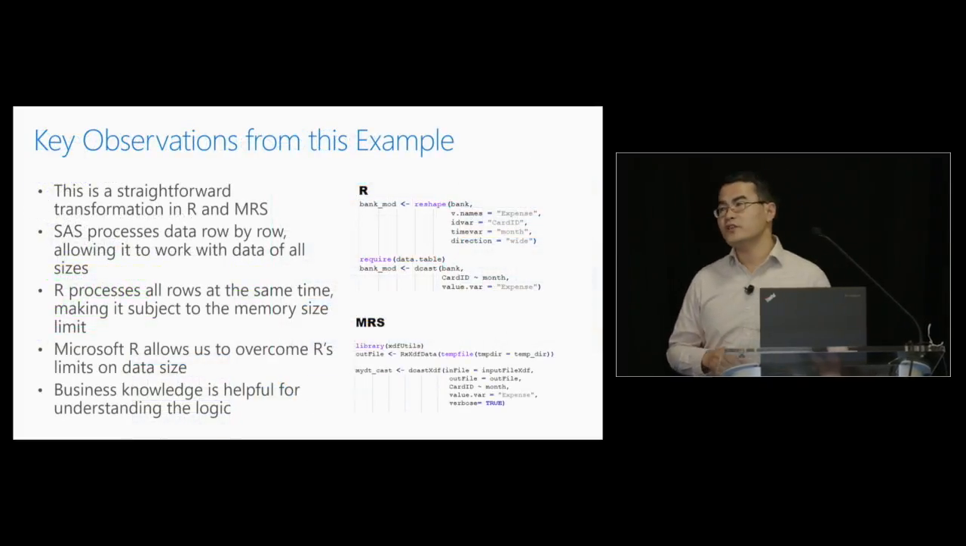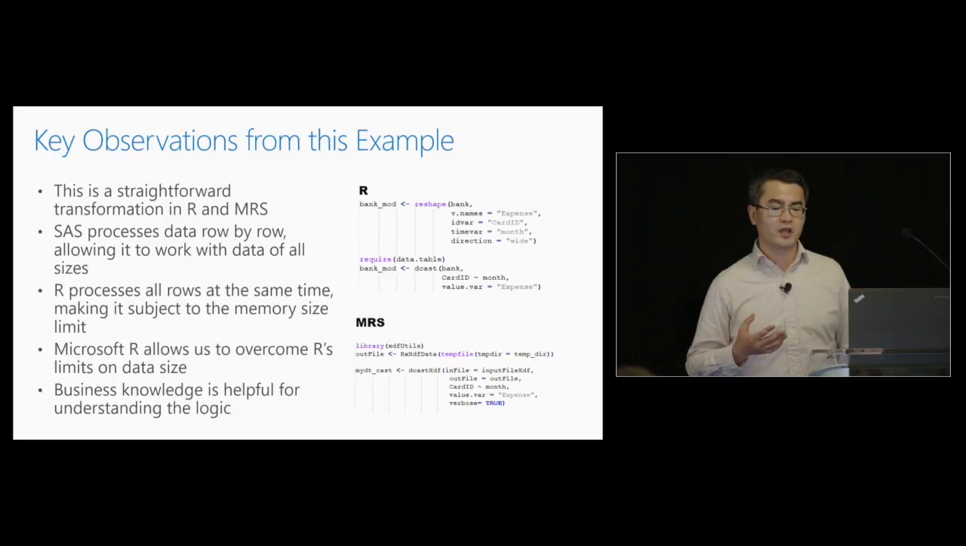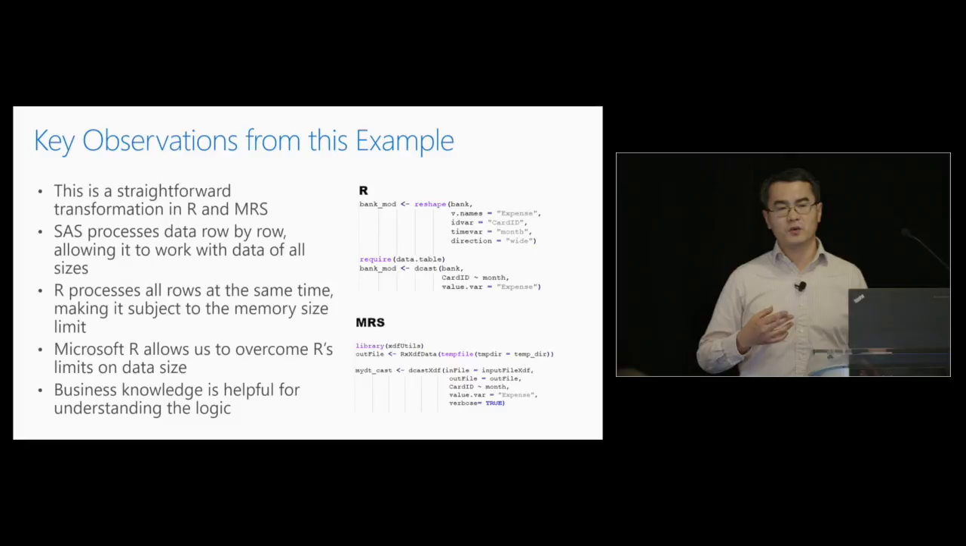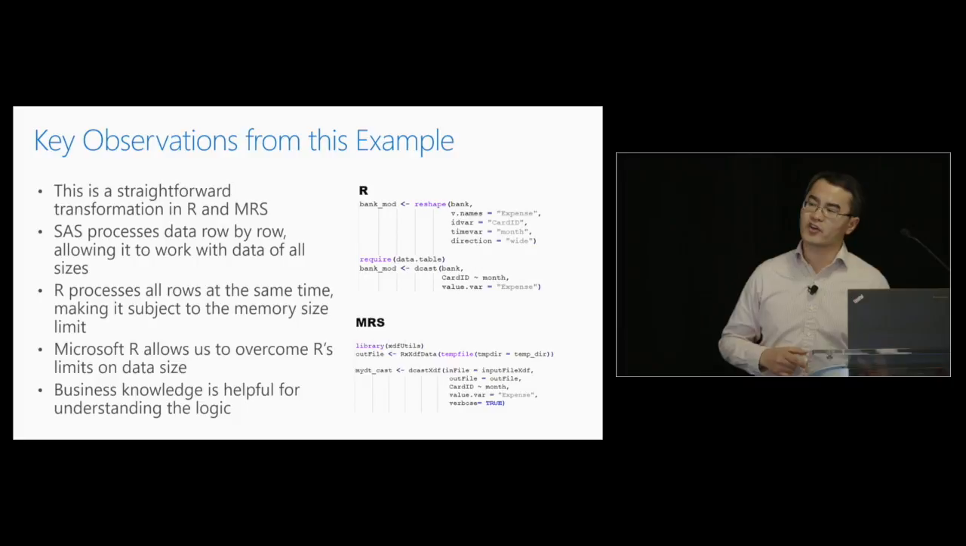Okay, so several observations from this example. First, this is a really straightforward transformation in R and Microsoft R. In R, there are different options. We can use the reshape function. We can use the data.table package's dcast function. And in Microsoft R, similarly, we have this dcast XDF function, where the benefit is that if you have a large data set that doesn't fit your memory, you can use this Microsoft R function to work with it.